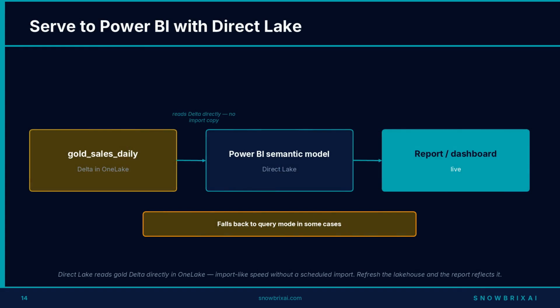Now we serve the report, and this is the magic moment. Direct Lake lets Power BI read the gold Delta tables directly in OneLake. No import, no live query round trips. You get import-like speed, but without a scheduled data import. The report simply reads the lake. Take a look at the flow. gold_sales_daily feeds a semantic model, and that model feeds your report. Refresh the Lakehouse, and the report reflects it. One note, Direct Lake falls back to query mode in some cases, but the common path is fast and live.